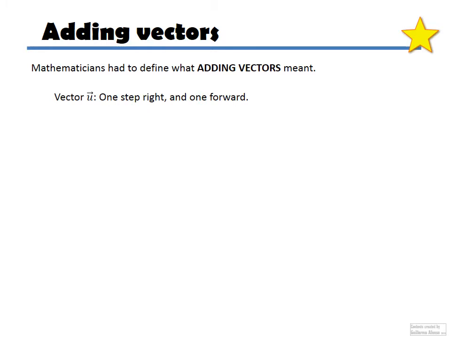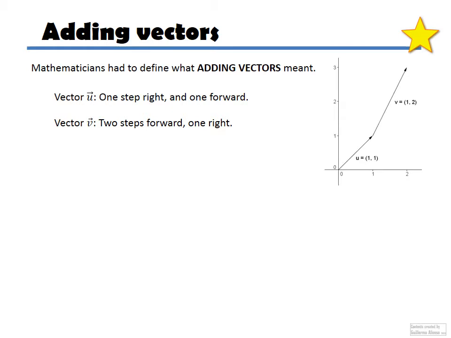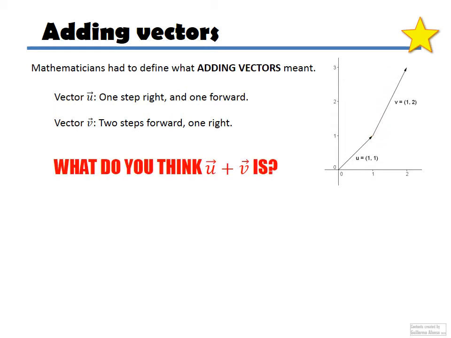You take a vector u, for example, one step right, one forward, and vector v, 2 steps forward, one right, and this is how you add them. You first do vector u, and then from where you get to, you do vector v. And that's what vector u plus v is going to look like. Let's call it vector w.